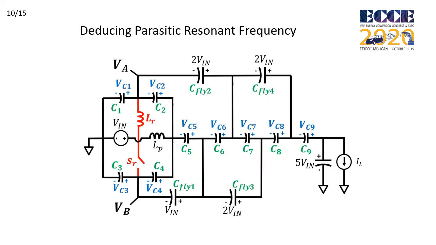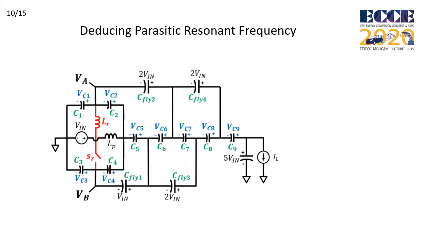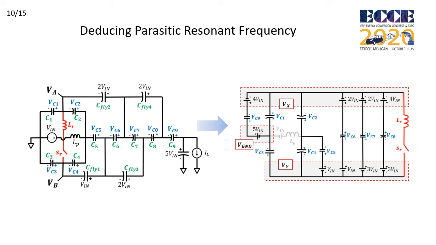To further examine LR's parasitic interactions and estimate the required dead time duration, we can redraw our converter with all primary switches off, as would be the case during a dead time transition. Since LR only interacts with the high frequency parasitics, all fly capacitors can be regarded as DC voltage sources. Similarly, LP acts as a high frequency choke and can be ignored. Now, there's a little bit of rearranging going on here, but it's pretty straightforward, and in the interest of time, I'm not going to talk you through it.